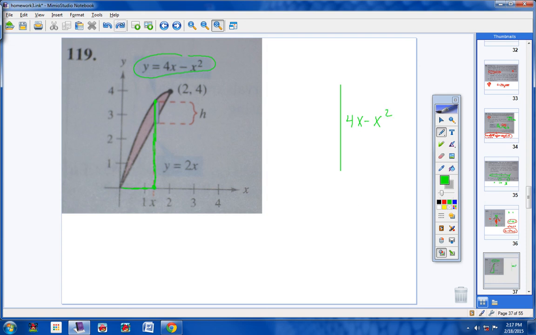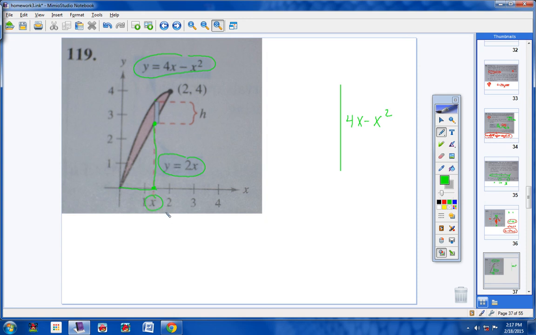Alright, now let's take a look at this. I just found the total height from here all the way to here. I can also find the height from here to here. Think about it. If I put in a value for x into this equation here, I'm over x and I'm up a y amount right there. So using this equation, what am I going to put in for x?